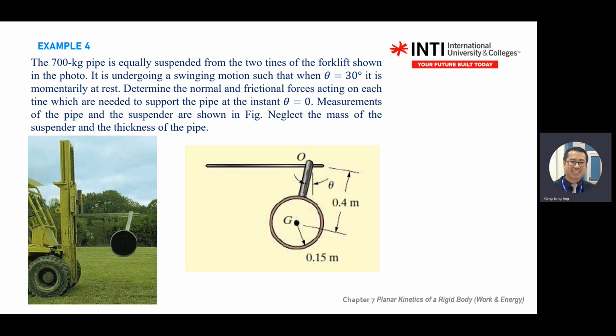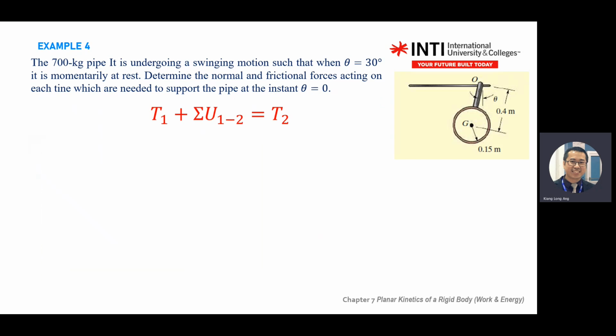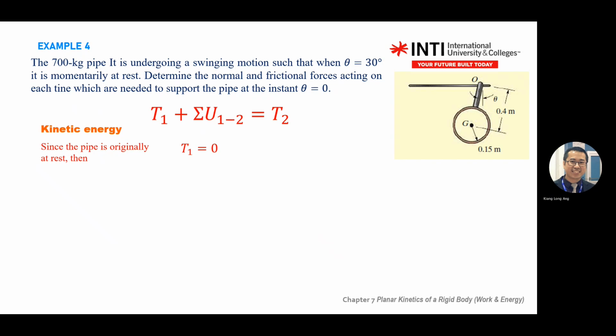Right, so straight away, recall the principle of work and energy: T1 plus work equals T2. Kinetic energy. Please write T1 equals 0 in your answer if the question says start from rest. If not, you need to calculate half I omega square for T1. Determine the normal and friction forces.